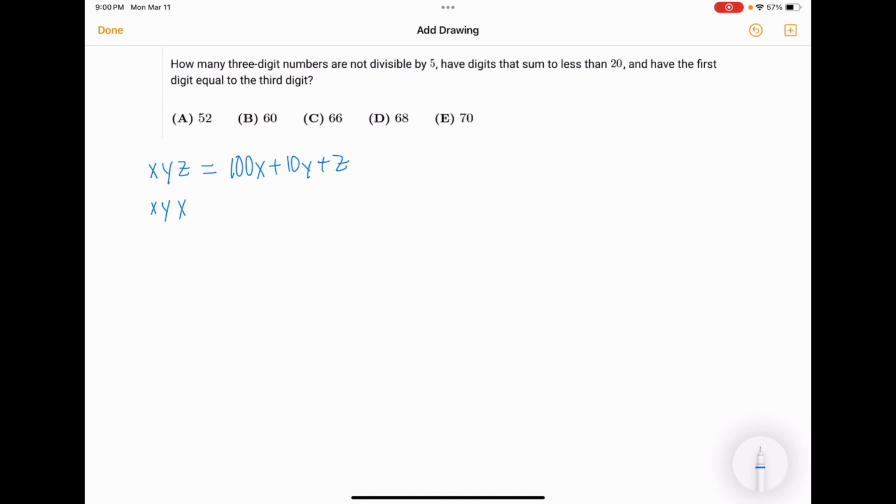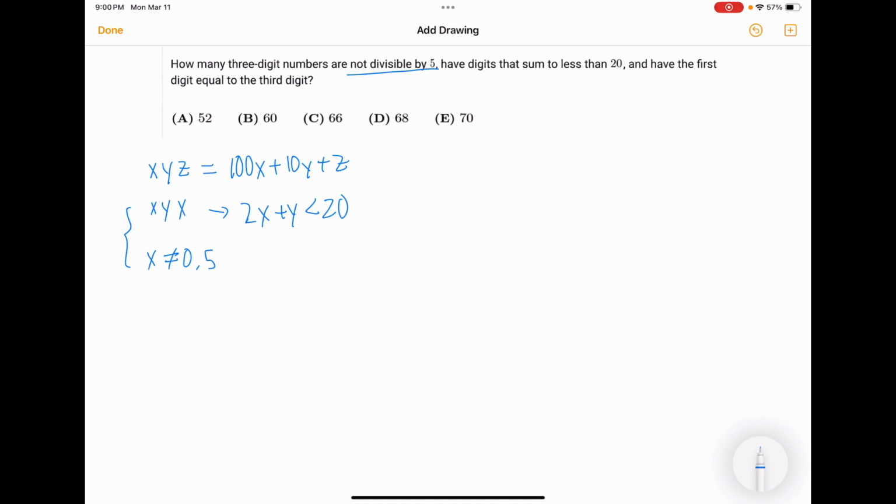Because the digits have to sum to less than 20, that means 2x plus y has to be less than 20. Not equal to, it's just less than. And finally, it is not divisible by 5, so x cannot equal 0 or 5.